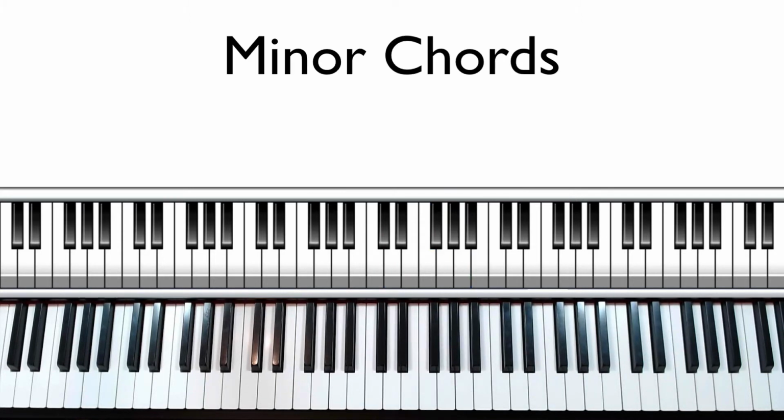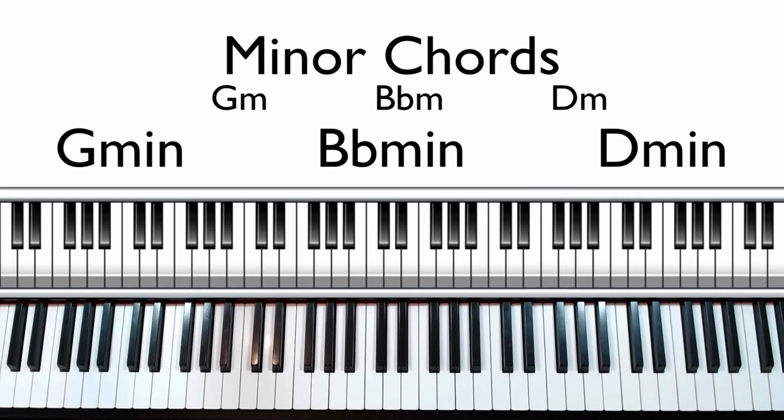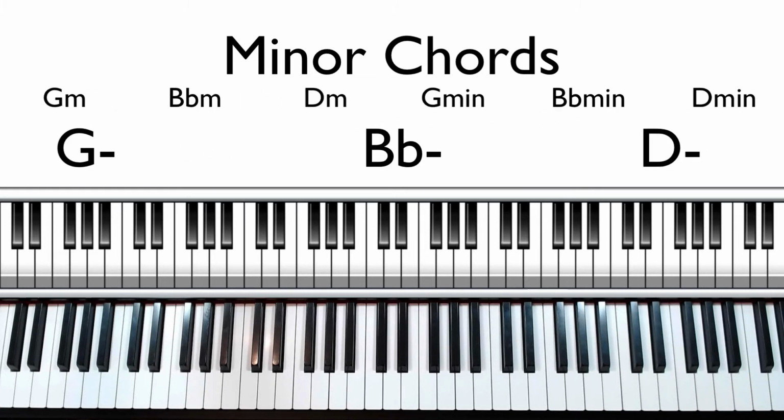Now, what about minor chords? If you are reading a piece of music and you see a chord name that is the name of a note, like G or B flat or D, and next to it you see a lowercase m or lowercase min, those are the two most common indications, you'll know that that is looking for a minor chord. Sometimes you'll also see a minus symbol next to the note.